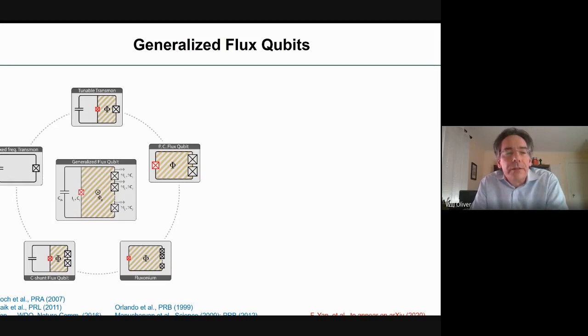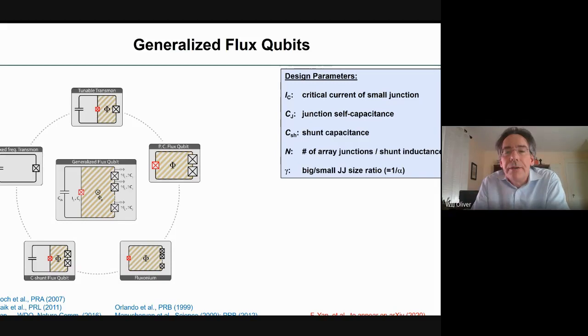And what you can see is that all of these qubits on the left, transmons, persistent current flux qubits, fluxonium, C-Shunt, can all be thought of as a primary junction in parallel with a number of inductive junctions and a capacitive shunt. And basically you have these design parameters. I won't read through them all. We all know what they are, including the number of junctions. I will mention gamma that I use here is basically the ratio of the big to the small junctions, which the persistent current flux qubits would think of as 1 over alpha.